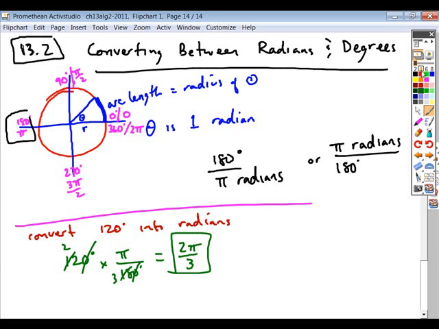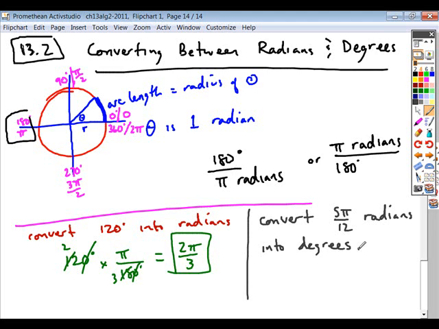And you can work the other direction as well. If I asked you to convert 5 pi over 12 radians into degrees, again, the way that you do that is you take your original value, 5 pi over 12 radians, and you use the conversion factor that allows you to cancel radians. So we want to put the radians in the denominator so we can cancel that. So pi radians is equivalent to 180 degrees.